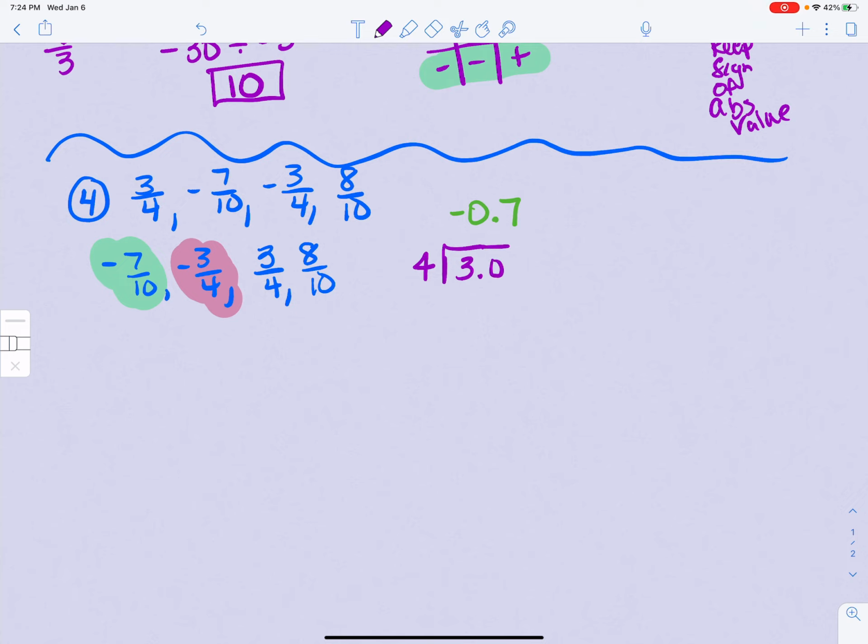So 4 goes into 3 0 times, bring in a decimal, but 4 goes into 30 7 times. 7 times 4 is 28. Subtract 30 minus 28 is 2. Have to give it an extra 0. So 20 divided by 4 is 5. 5 times 4 is 20. I'm left with 0. So 3/4 can be written as 0.75. And it would be negative because it started out negative.